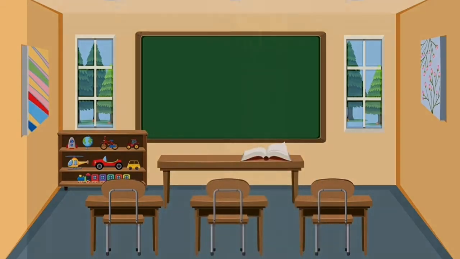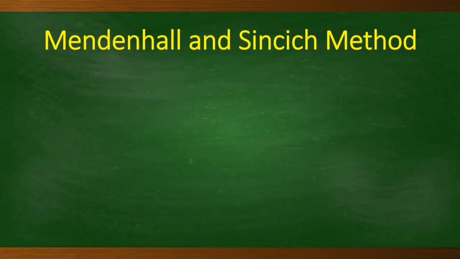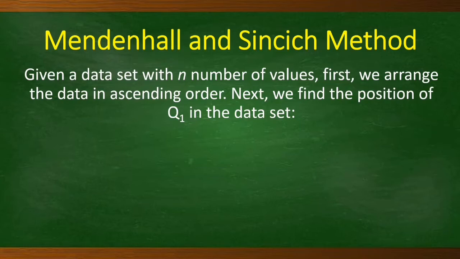Do you know that there is another method of finding quartiles? Let's check this out. Another method of finding quartiles is the Mendenhall-Sincich method. Given a data set with n number of values, first, we arrange the data in ascending order. Next, we find the position of the first quartile in the data set using the formula. Position of the first quartile is equal to 1/4 times quantity n plus 1 closed quantity.